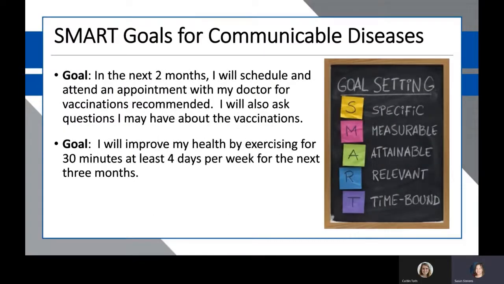Here are some SMART goals for communicable diseases. First goal, in the next 2 months, I will schedule and attend an appointment with my doctor for recommended vaccinations. I will also ask questions I may have about the vaccinations. Goal 2, I will improve my health by exercising for 30 minutes at least 4 days per week for the next 3 months.